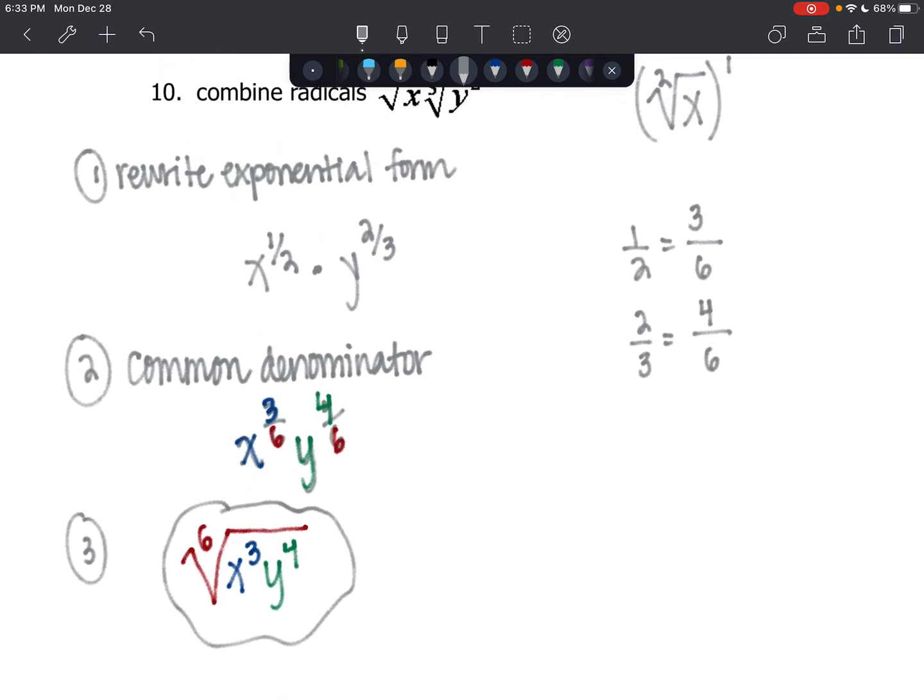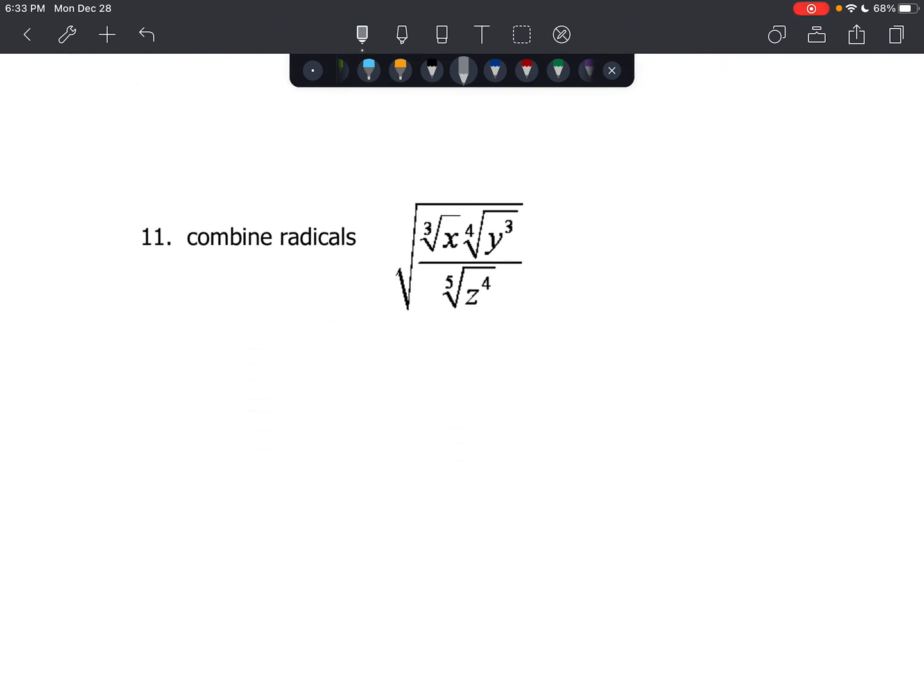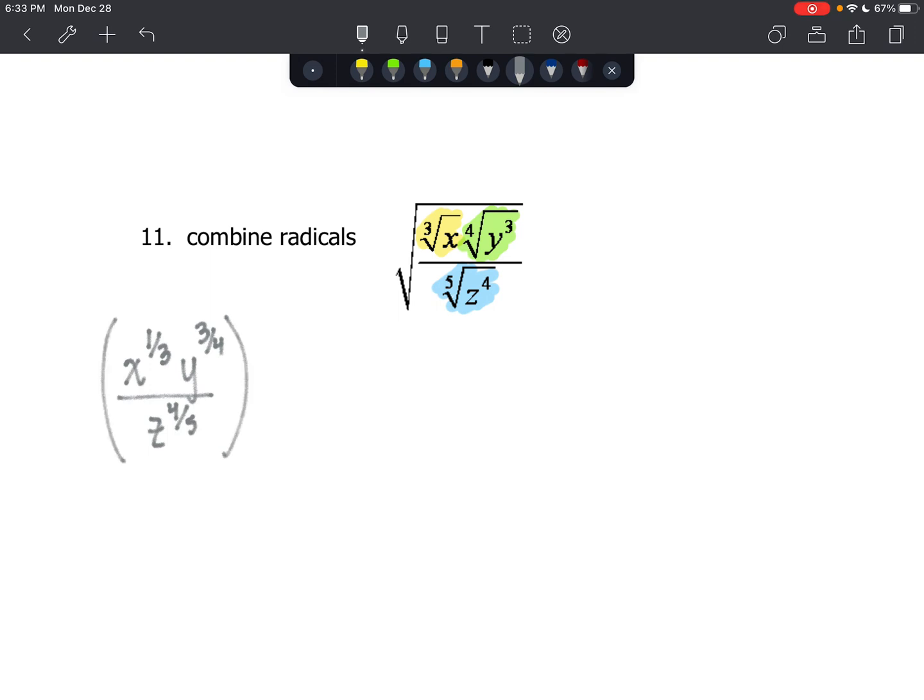So let's see what our first step was. Rewrite in exponential form. This might take some baby steps. I'm going to start on the inside. We've got x to the 1/3, y to the 3/4, z to the 4/5. Okay, so x to the 1/3, y to the 3/4 over z to the 4/5, and that's all raised to the 1/2 power. So that square root is the 1/2 power.